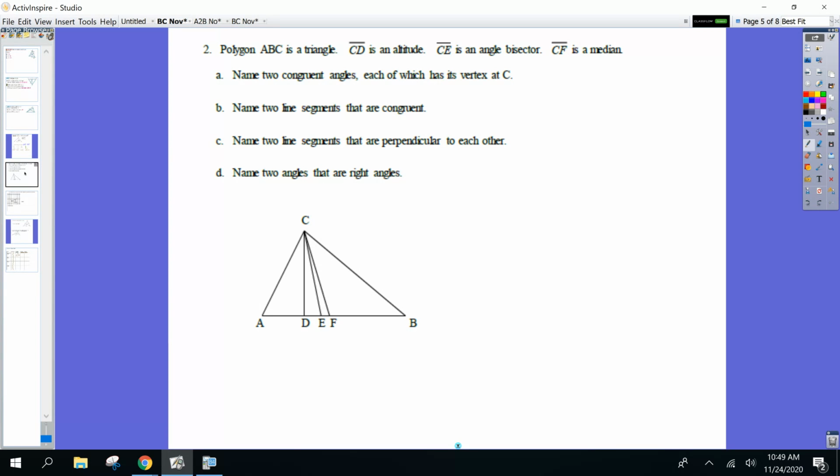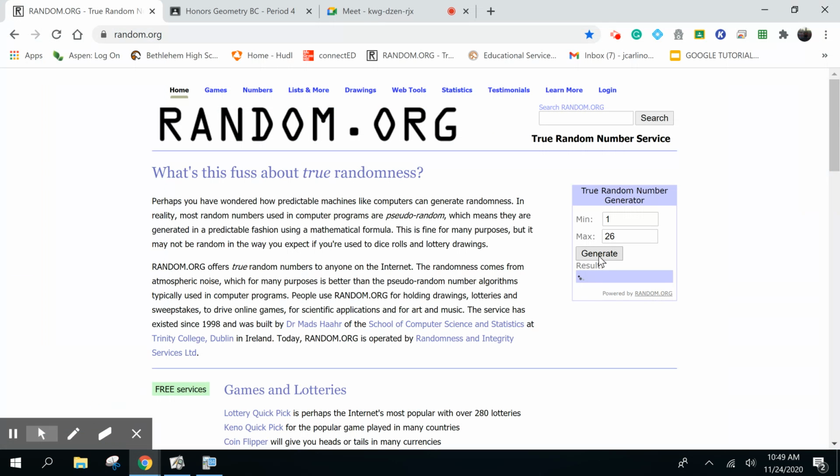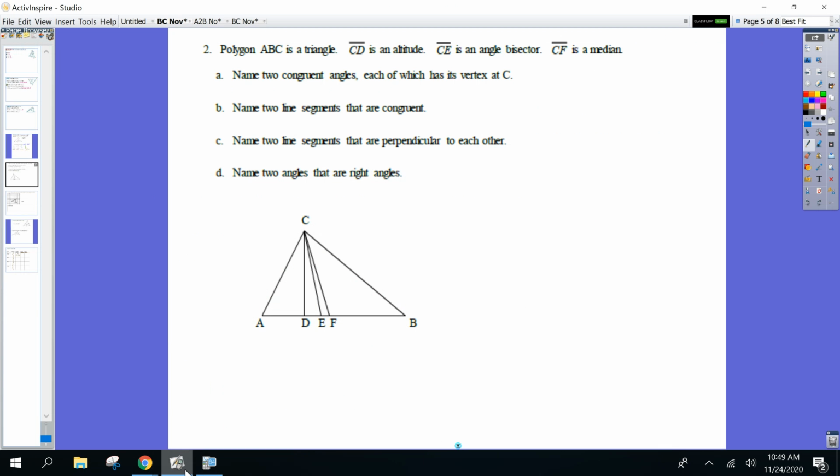All right, I'm going to get going. Can somebody name me 2 congruent angles that have a vertex at C? Hopefully use the fact that CE was an angle bisector here. So 2 congruent angles up here. Sophia, can you give me 2 congruent angles? ACE and ECB. ACE, yep.